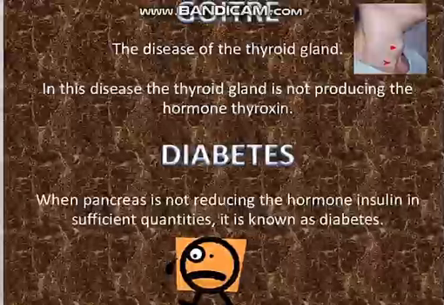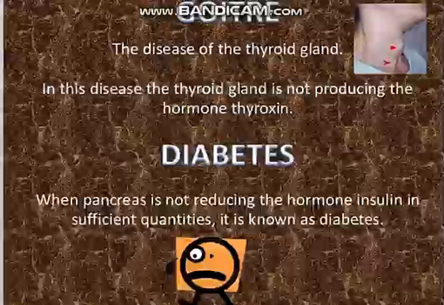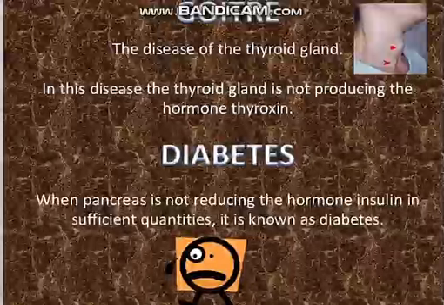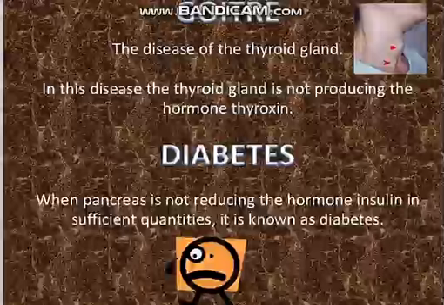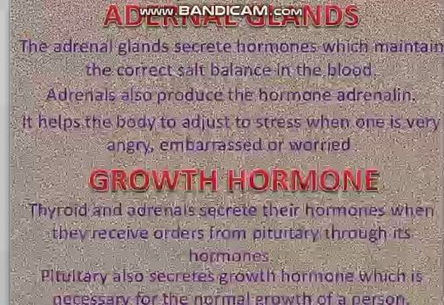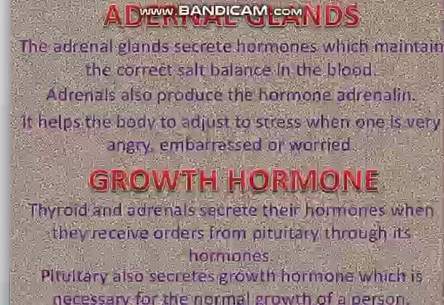Similarly, if the pancreas does not secrete insulin in sufficient quantity, that disease is known as diabetes, and in that case we have to take insulin from an outer source. So this is about the various glands.